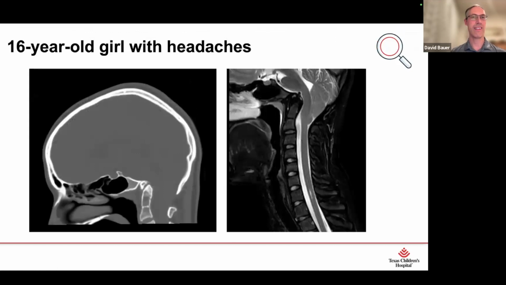And then this is a 16-year-old girl with headaches. And so again, very different. You can see the curving and kinking of the brainstem and the compression of the brainstem from the front. She also has Chiari malformation. You can see that here and back, but really it's because of the compression from the front and the settling of the skull and the spine.